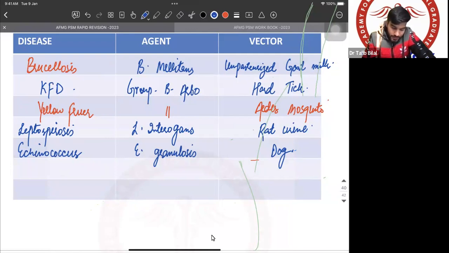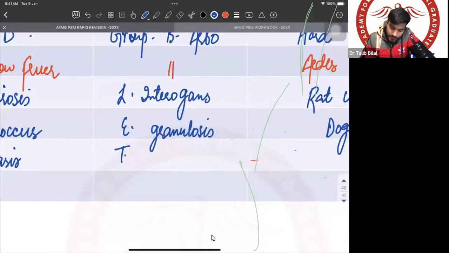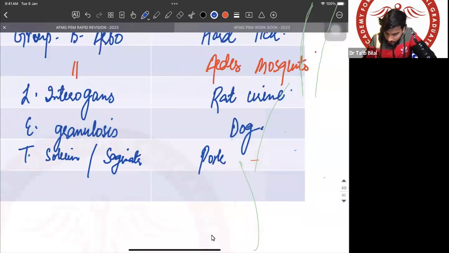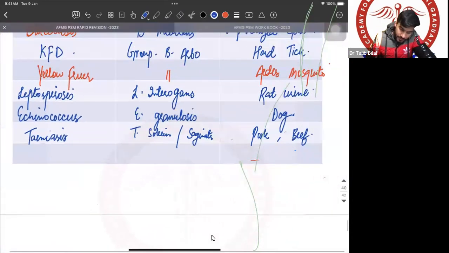Then also, guys, we have taeniasis. It can be due to Taenia solium or saginata, depending whether the vector is pork or beef. What is the drug of choice for taeniasis, guys? Praziquantel. Okay, guys, praziquantel.